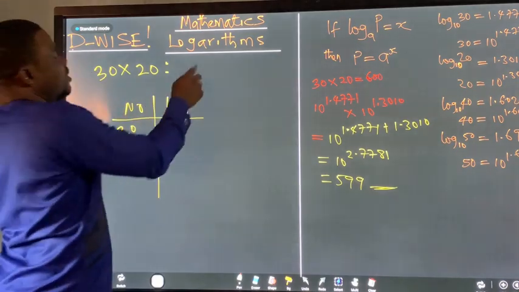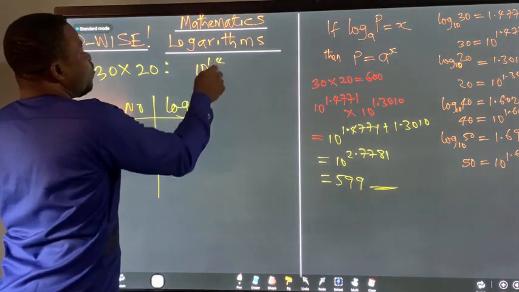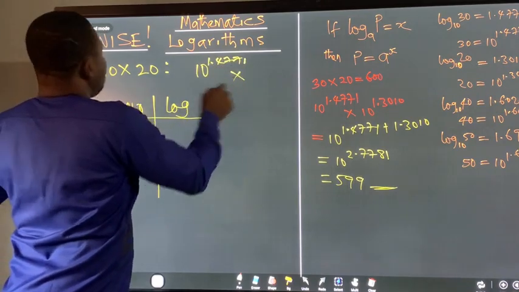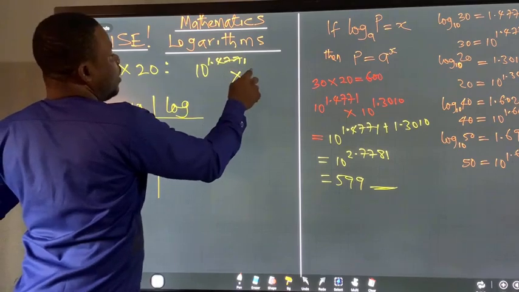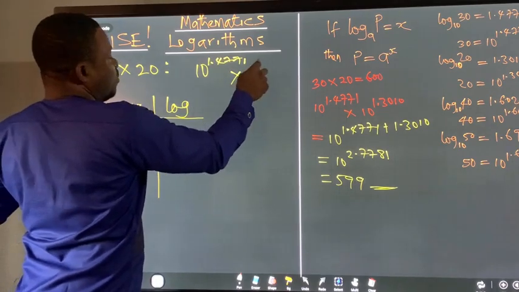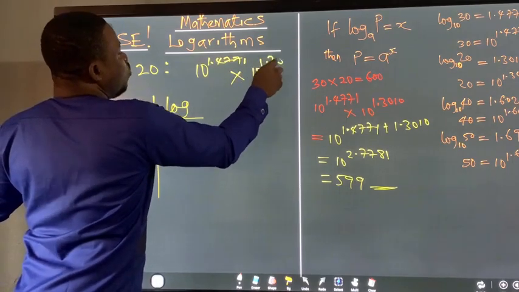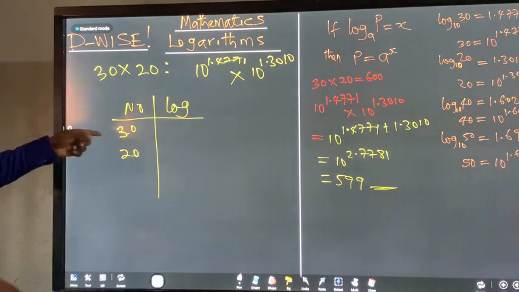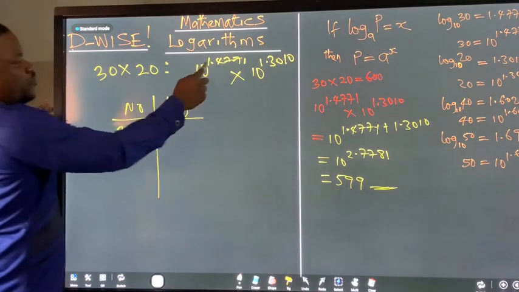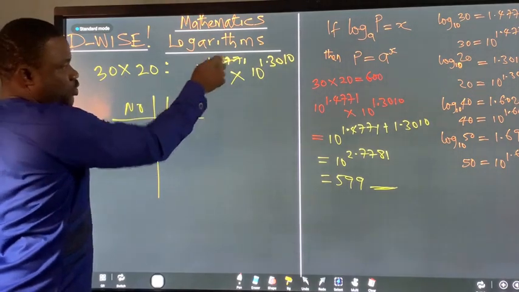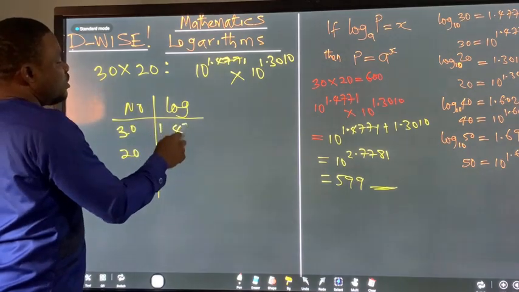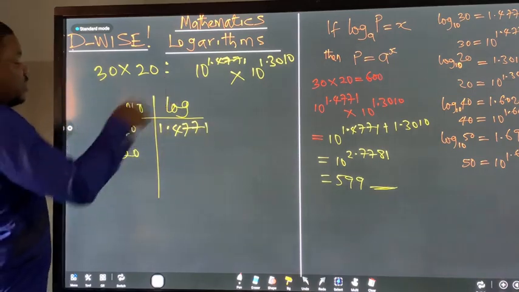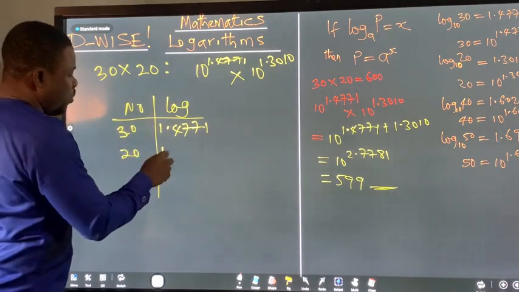This 30 is the same thing as 10 raised to the power of 1.4771. And then 20 is the same thing as 10 raised to the power of what? 1.3010. So if I was going to use logarithm to do this, what is the log of 30? From what I showed you earlier on, it is 1.4771. That is the value of log 30. Then what's the value of log 20? It's 1.3010.